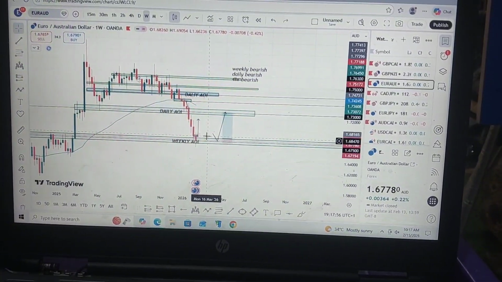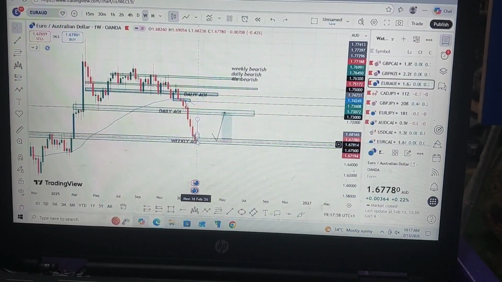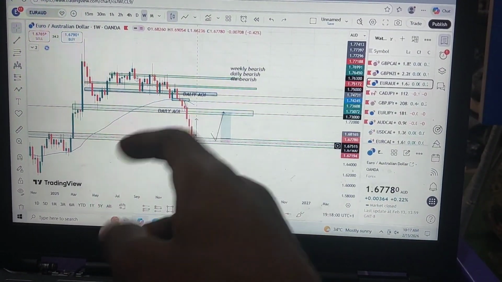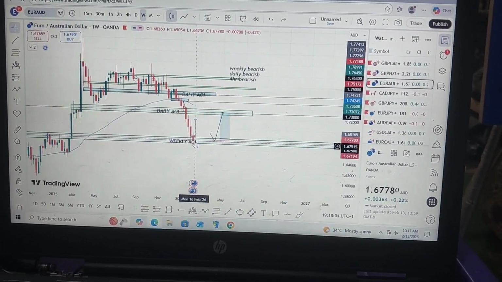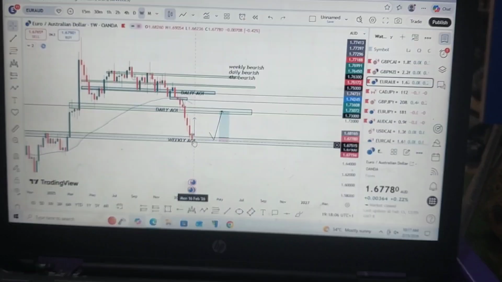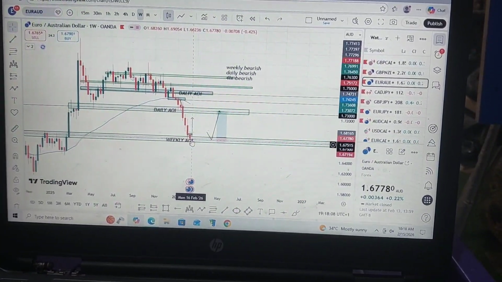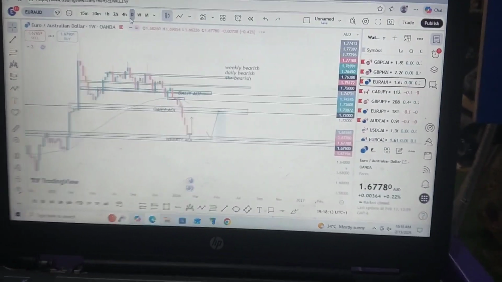We have approached this weekly area of interest, and we are showing signs of a rejection. We are showing signs of slowdown. Now we are slowing down in the weekly time frame. So let's go down to the daily time frame so we can see what is happening there.